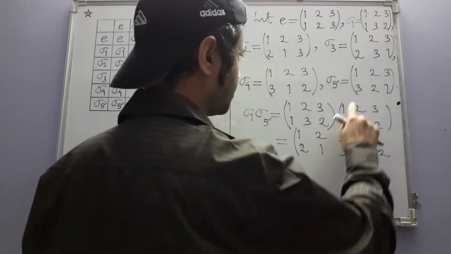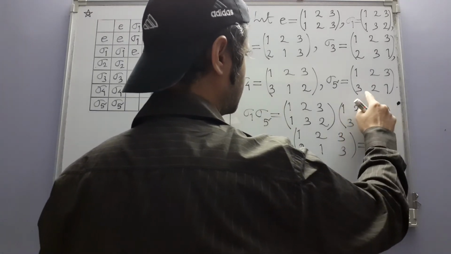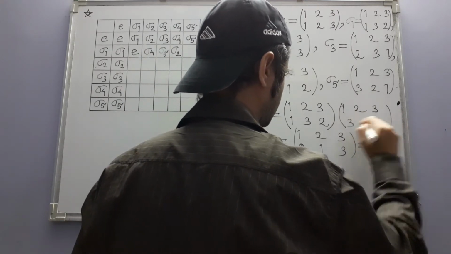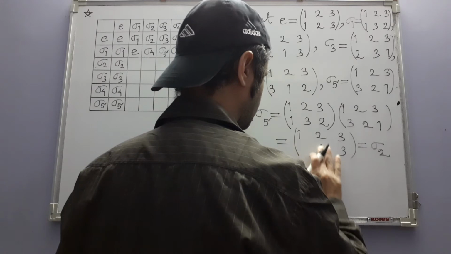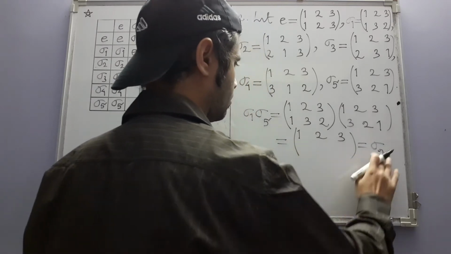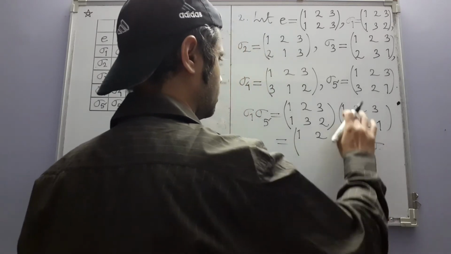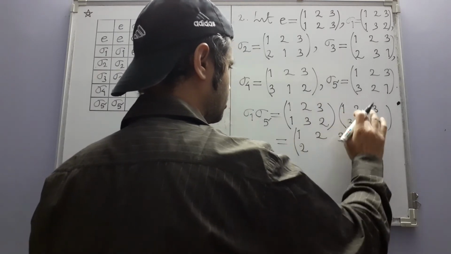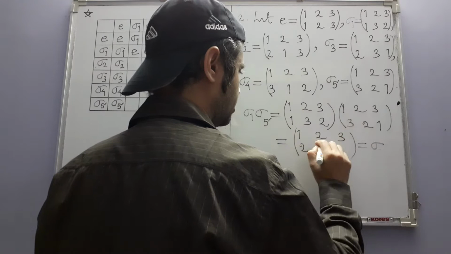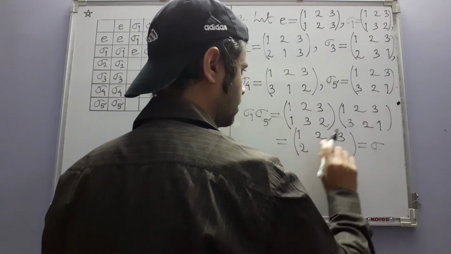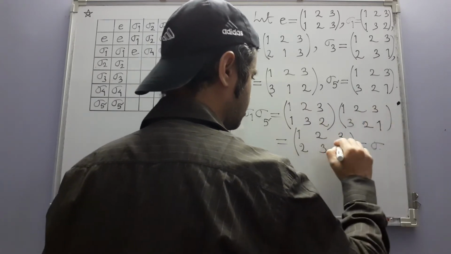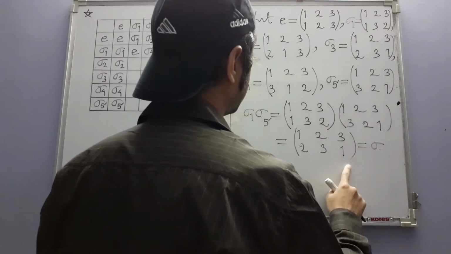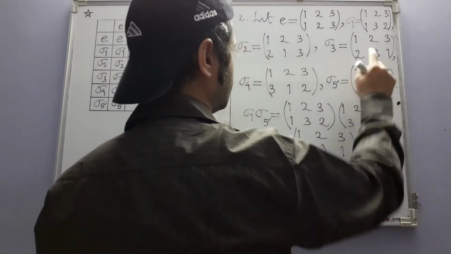So for the fifth one is 3, 2, 1. 1 to 3, 3 to 2, 1 to 2, 2 to 2, 2 to 3, so this one will be 1, 3 to 1, 1 to 1, yes, 2, 3, 1. 2, 3, 1 is sigma 3, yes.